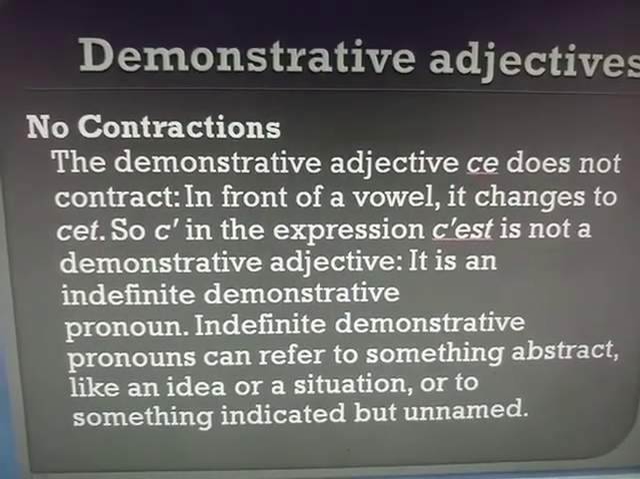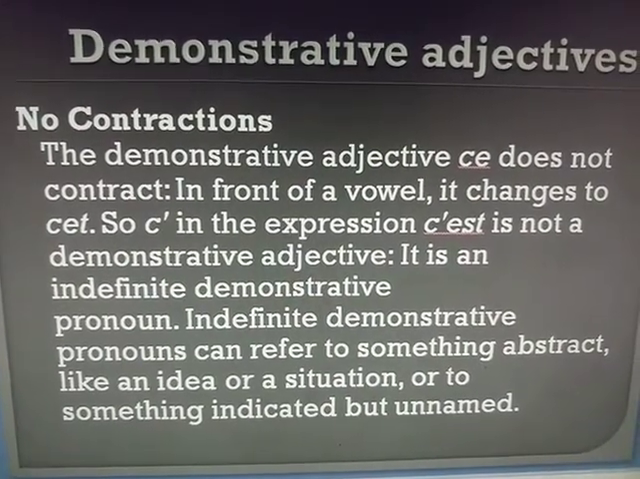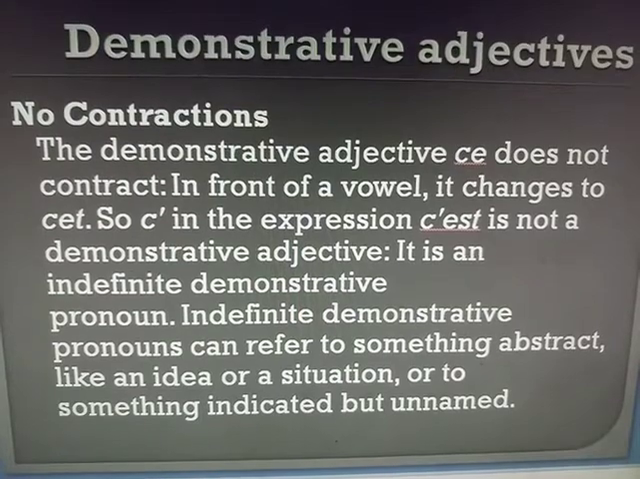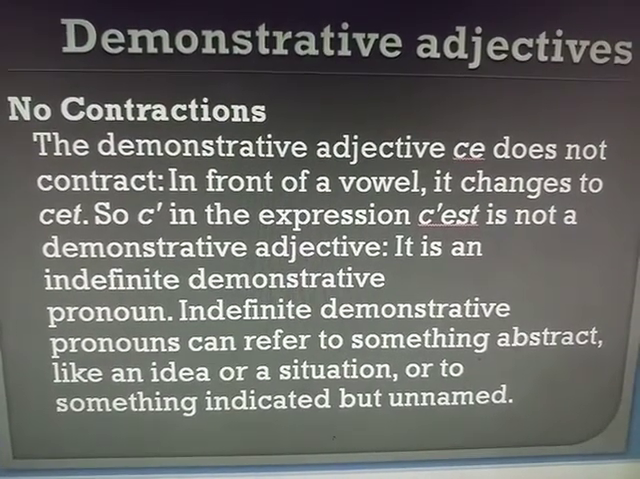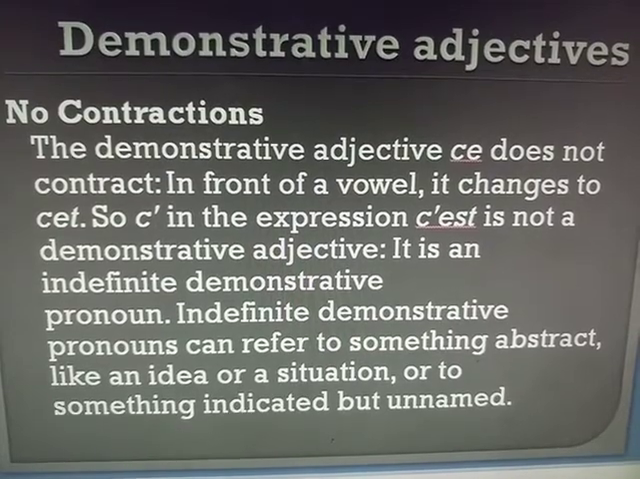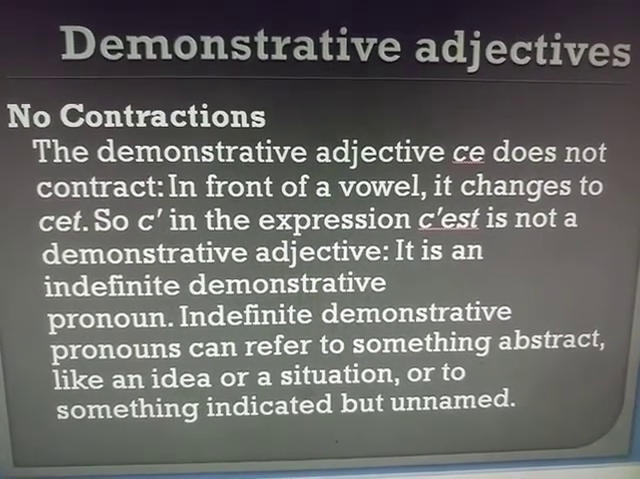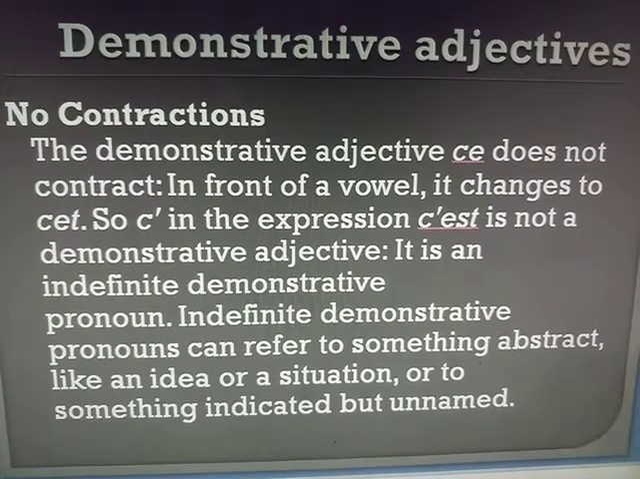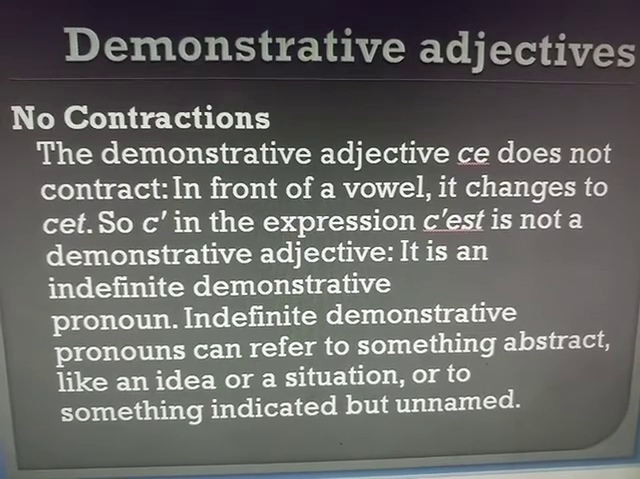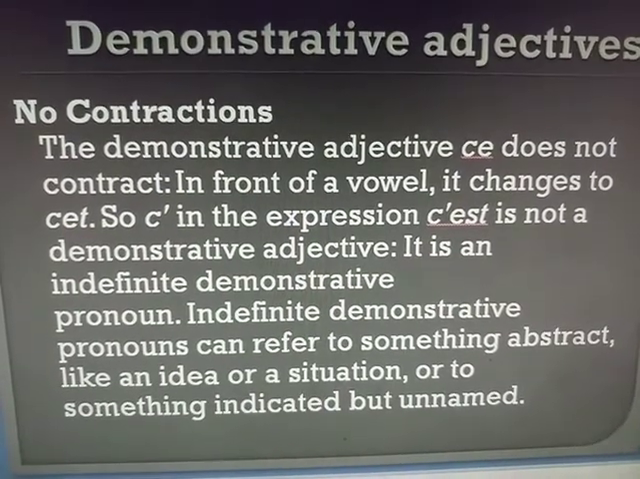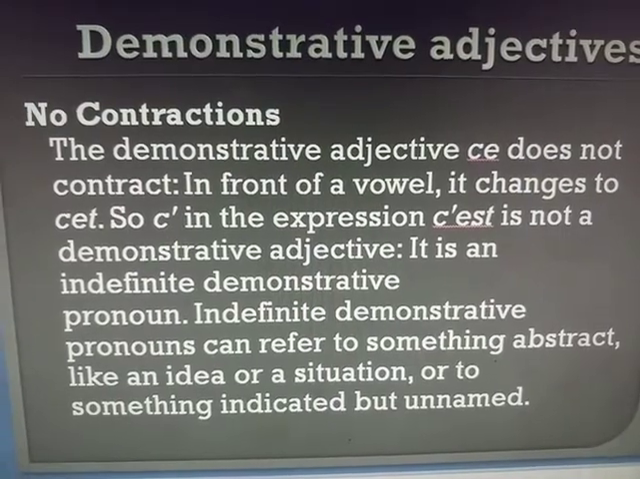An important thing to note is that there are no contractions. The demonstrative adjective ce does not contract. In front of a vowel, it changes to cet. So c' in the expression c'est is not a demonstrative adjective, it is an indefinite demonstrative pronoun. Indefinite demonstrative pronouns can refer to something abstract, like an idea or a situation, or to something indicated but unnamed.